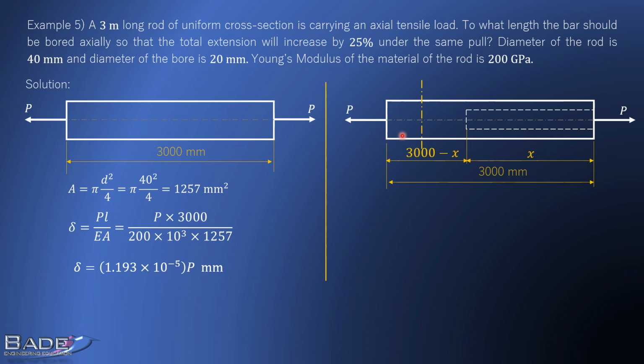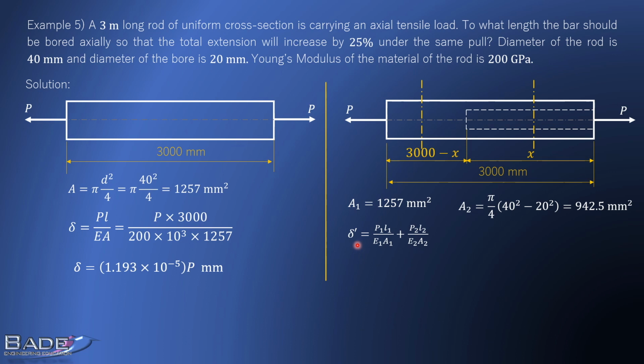What is load on the first part? P. What is load on the second part? That is also P. So let's proceed. A1 is 1257 millimeter square. On the second part, area A2 is pi by 4 into D squared minus d squared, outer diameter squared minus inner diameter squared.